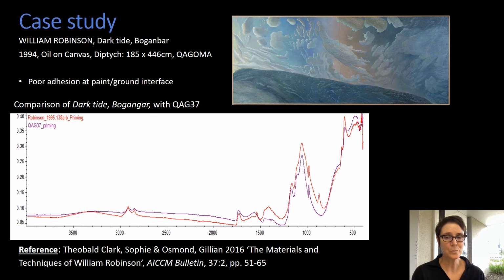FTIR-ATR of the commercial priming of Robinson's Dark-Tide Boggenbar found correlation with analysis of canvas sample QAG 37, which is a Claessens brand oil-primed linen. QAG 37 was found to have a zinc oxide layer underneath the top layer of titanium white and barium sulfate. This correlation is a reminder that zinc carboxylates and stearates may already be present at the surface of commercially applied oil grounds when purchased, and have the potential to affect subsequent oil paint adhesion.